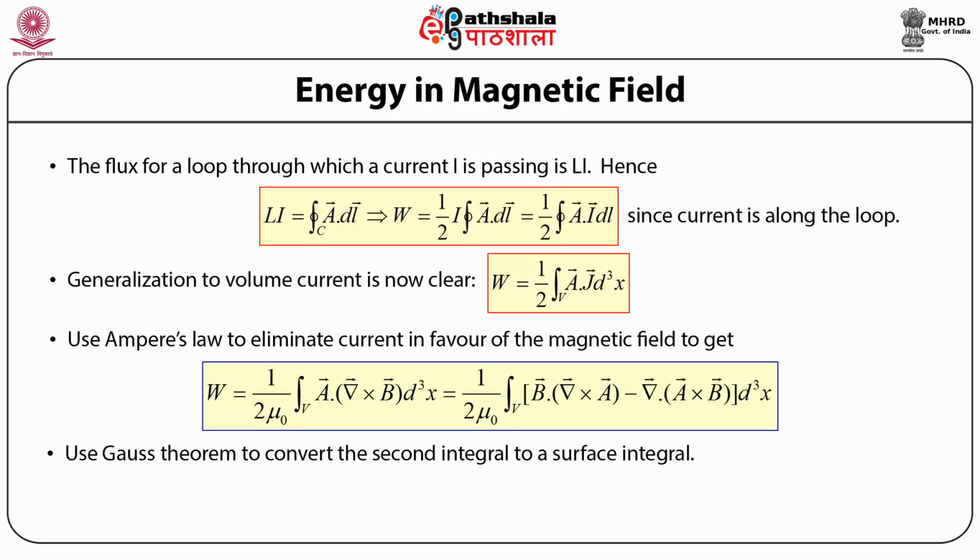Now in the above expression, we use Gauss's divergence theorem on the second term on the right hand side to convert it from the present volume integral into a surface integral.